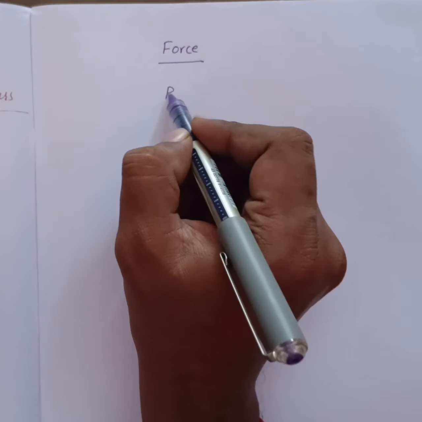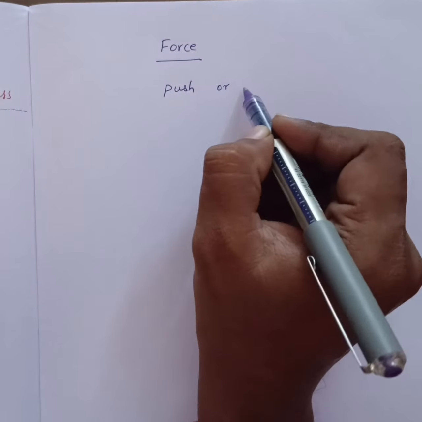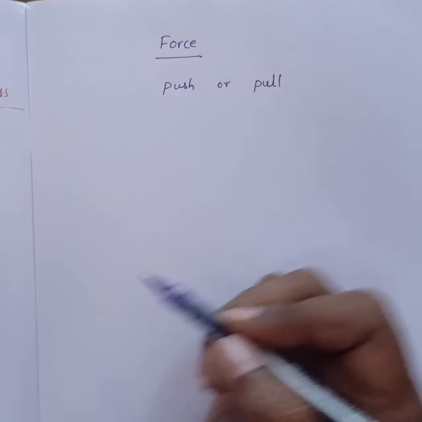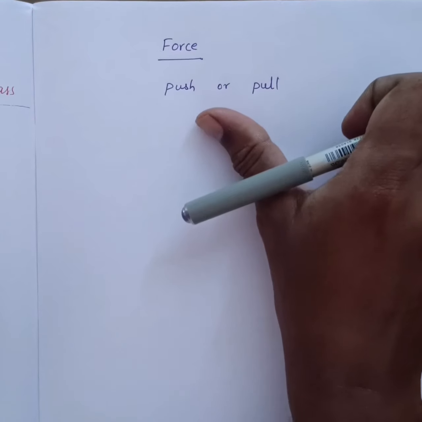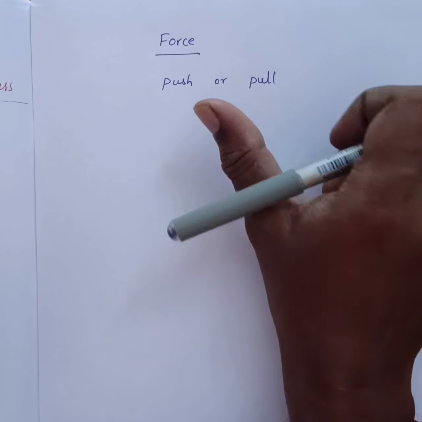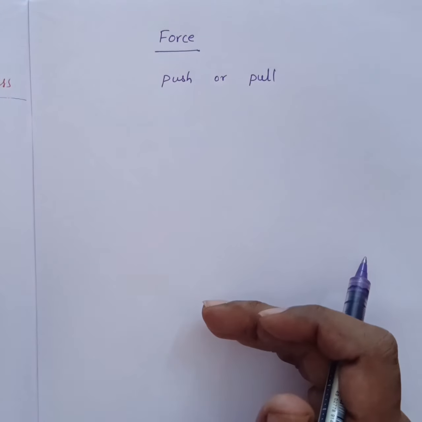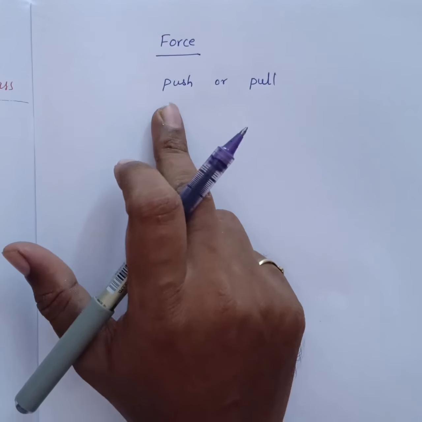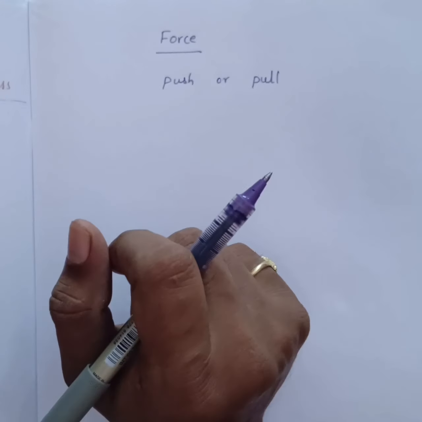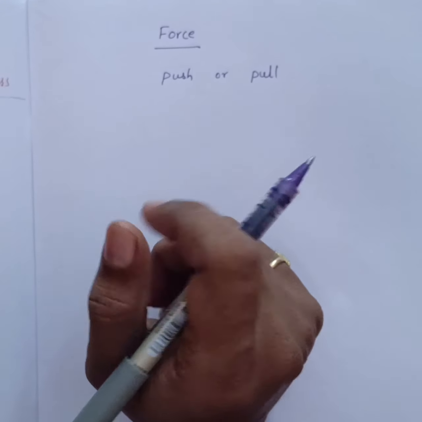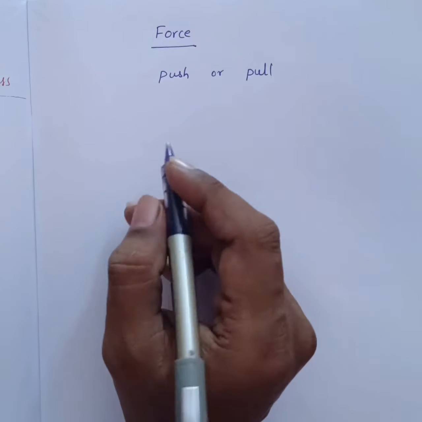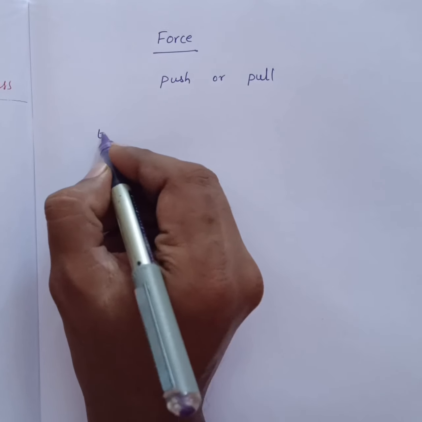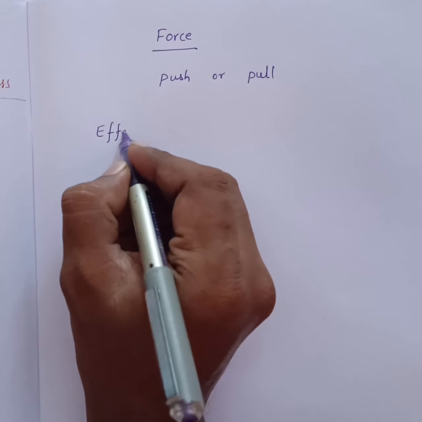Force is a push or pull on any object. For example, if you are pushing any object, it will move away from us. If you are pulling any object, it will come towards us. Either push or pull is known as force. When we apply force on any object, there are some effects. Those are known as effects of force.